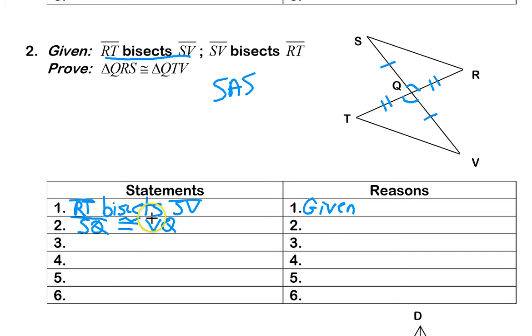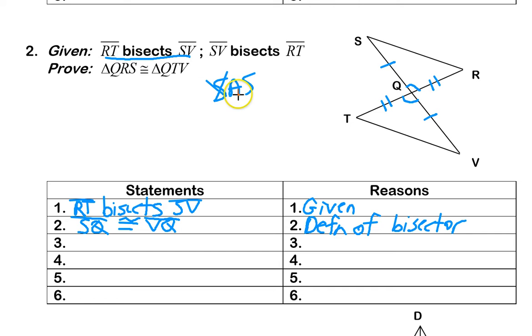So what would our reason be for that? Well, that would simply be the definition of a bisector, a segment bisector. If we know something gets bisected, it cuts it into two equal parts. So for our reason, and you'll often have definitions for your reason, we'll say that's the definition of bisector. Okay. If we notice, that took care of one of our S's, we justified why one of the sides are congruent. Let's go ahead and look at the angle next.